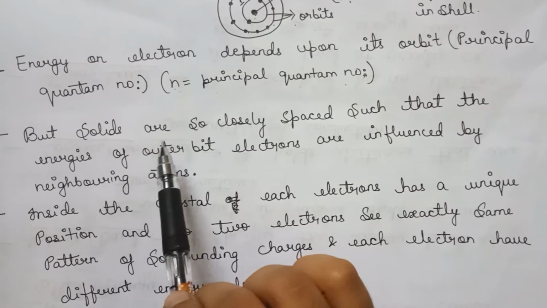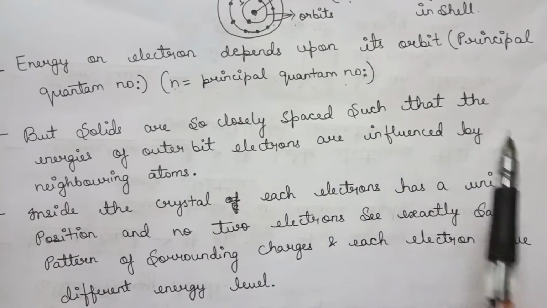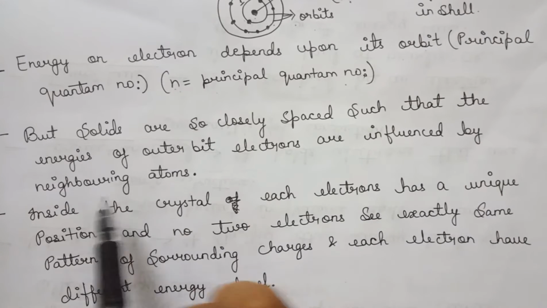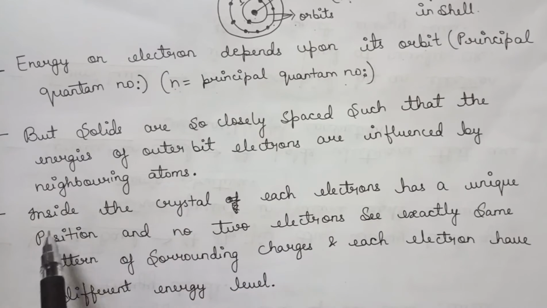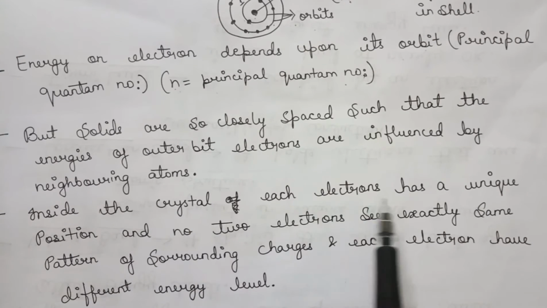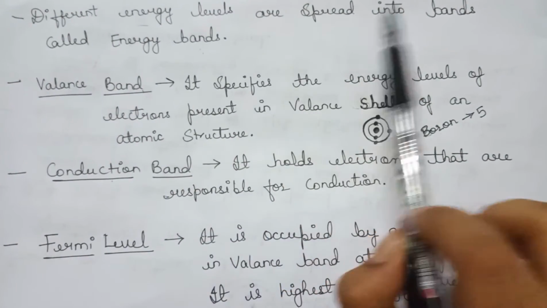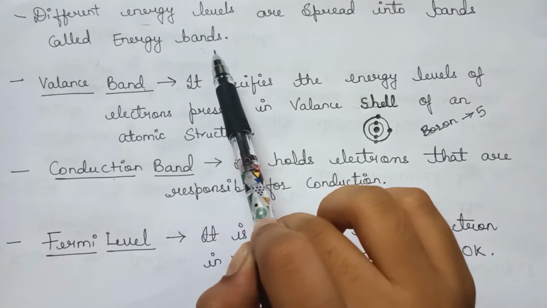But in solids, atoms are so closely spaced that the energies of outer orbit electrons are influenced by the neighboring atoms. Inside the crystal each electron has a unique position, and no two electrons see exactly the same pattern of surrounding charges, so each electron has a different energy level. Different energy levels are spread into bands called energy bands.